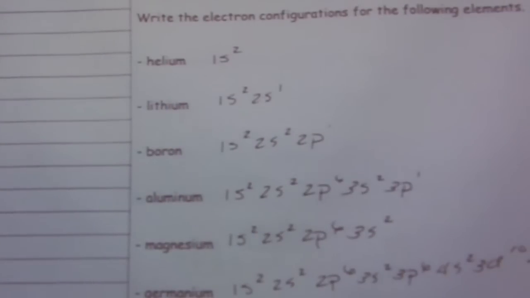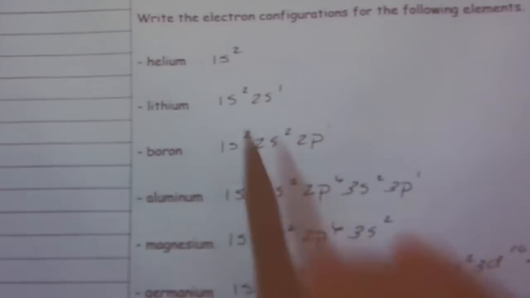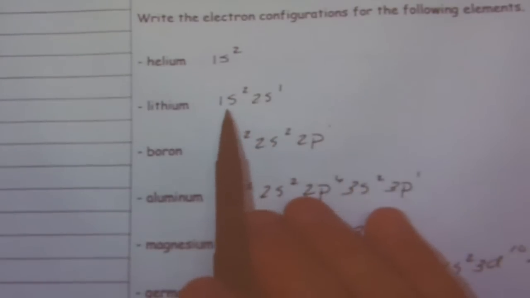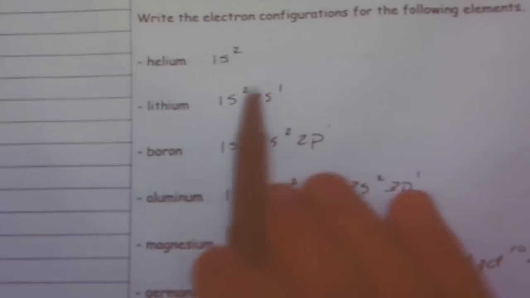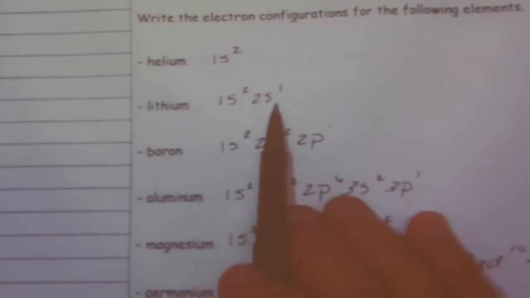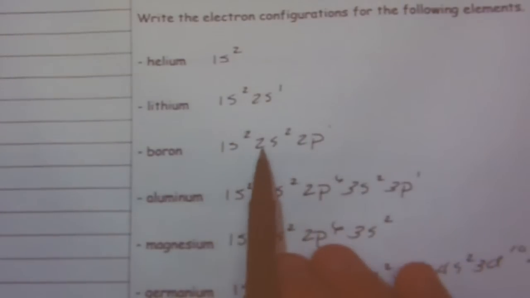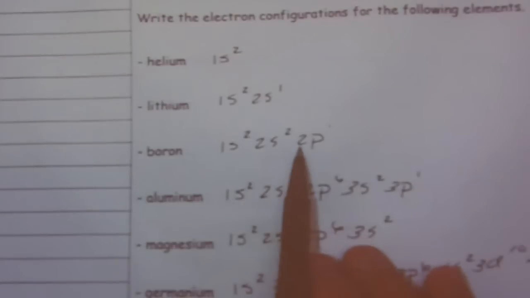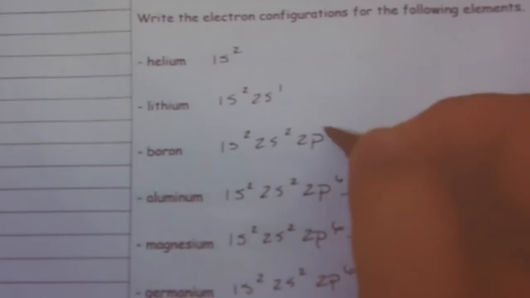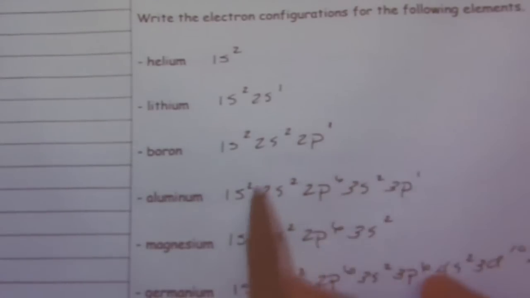So let's take a look at some electron configurations. Helium, simple. Look on your chart. 1s is the lowest energy level. It can hold 2 electrons, so 1s2. What about lithium? 1s2, 2s1, 3 total electrons. So it's going to be 1s2, 2s1. Boron, 1s2, 2s2, 2p1. That's a total of 5 electrons.